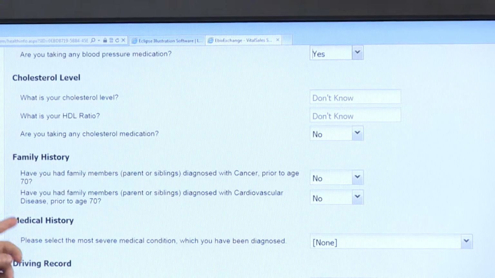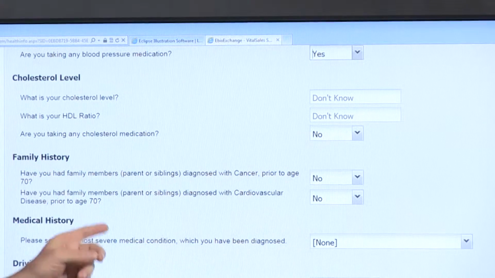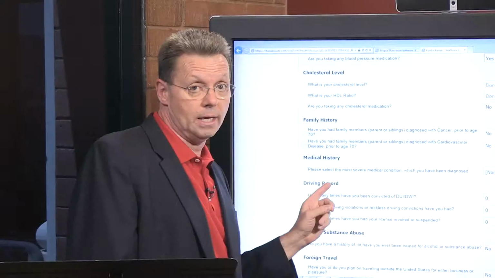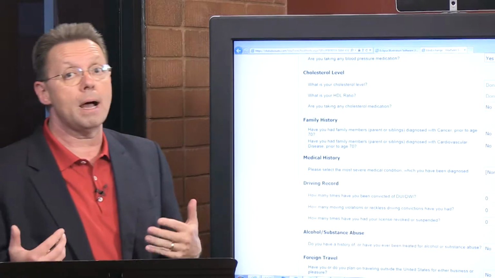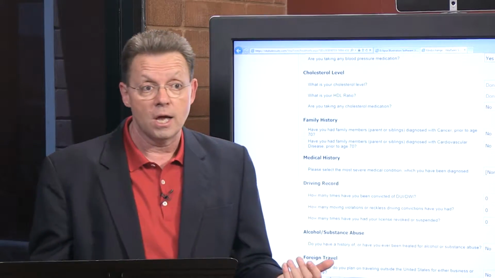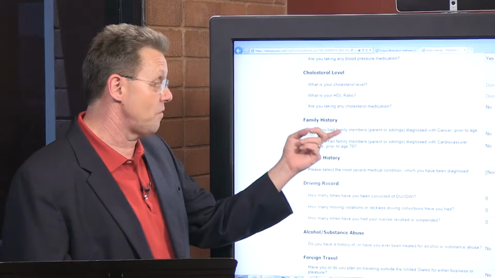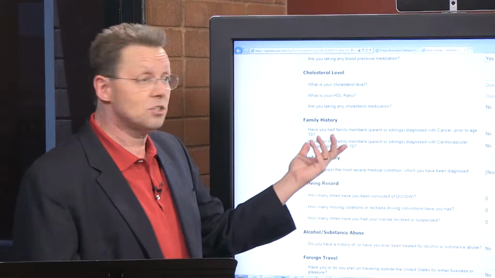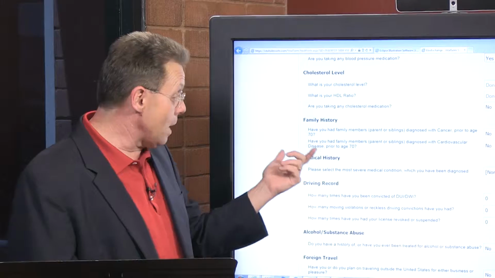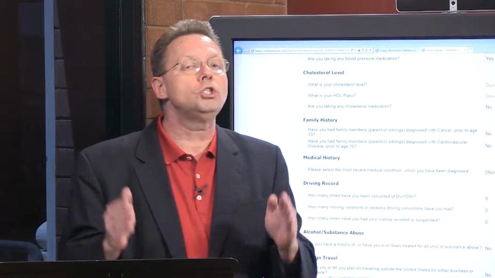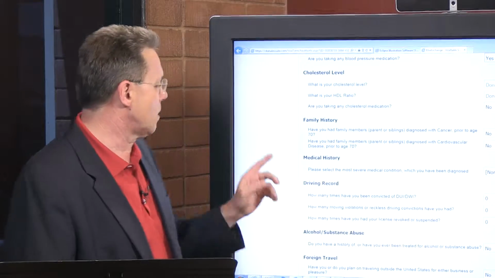It says, have any of your family members, parents or siblings, been diagnosed with cancer prior to age 70? So if one of your loved ones, your mom or your dad or your brothers or your sisters, have been exposed to this tragedy of having cancer in the family, you would have to say, oh yes, and they had cancer prior to age 70. You'd have to say yes. And they're measuring your disposition yourself within your family for cancer.